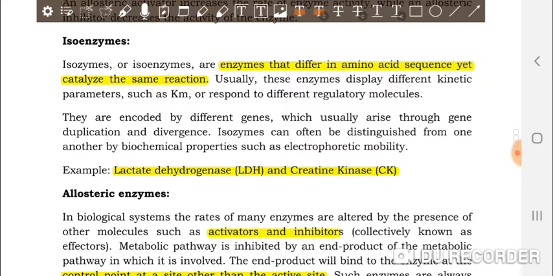Apart from having the same catalytic function, these enzymes may differ in all the enzyme kinetic parameters such as Km, Vmax and Ka, which may be different for each and every isoenzyme. So the catalytic reaction is common, but the enzyme kinetics and also the 3D configuration, everything is different.